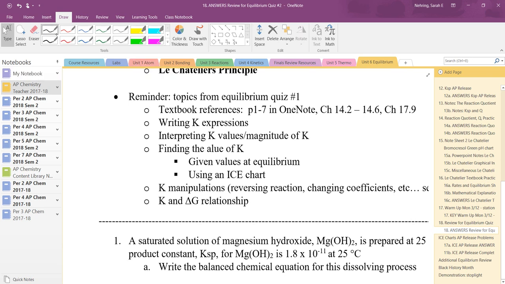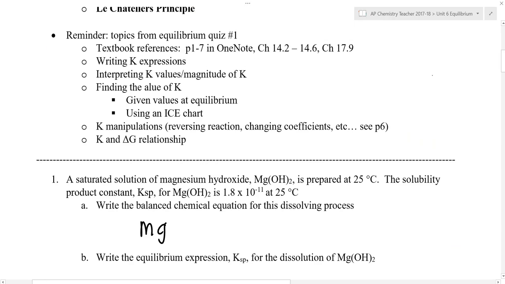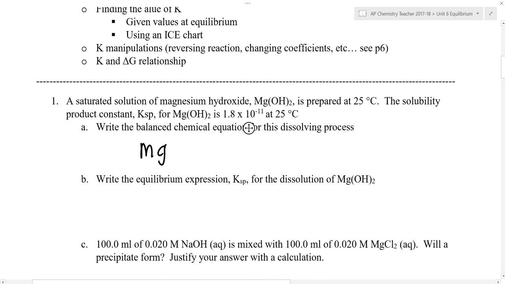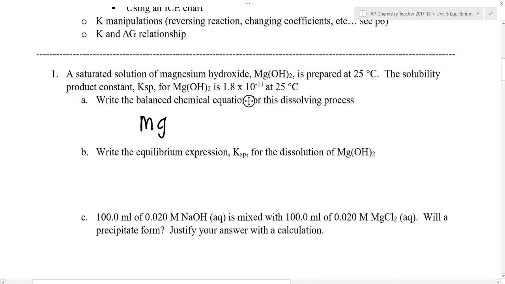Welcome, this is Mrs. Nearing, and we're going to talk through some of the problems from the equilibrium quiz review. We've got some KSP, we've got some ICE charts, a variety of things here. So let's start out with a KSP problem.